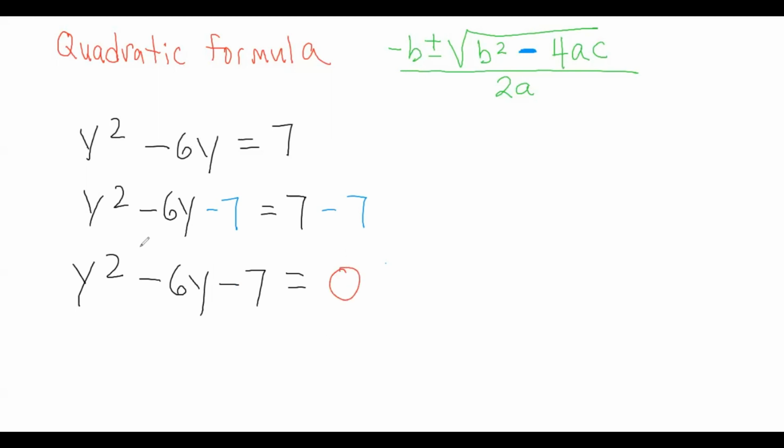So now at this point, I have my 3 terms. This right here is a 1. This right here is a negative 6. And this right here is a negative 7. So I'm going to write them over here. I'm going to write my A, B, and my C. So my A is going to be 1. My B is going to be negative 6. And then my C is going to be negative 7. Okay. And now all I have to do is use the formula that we have here.